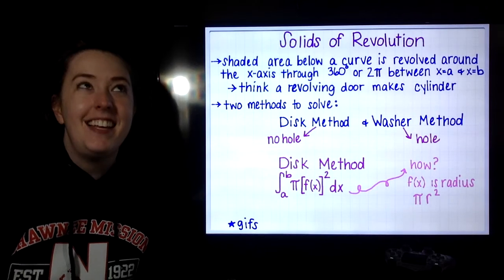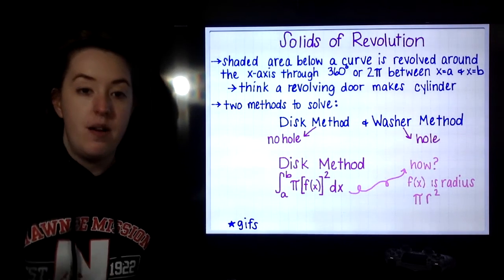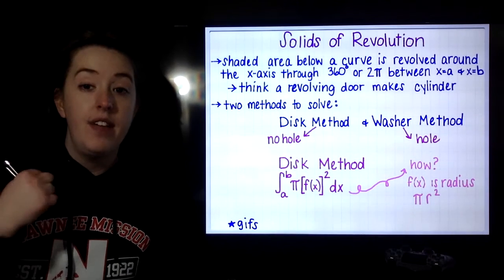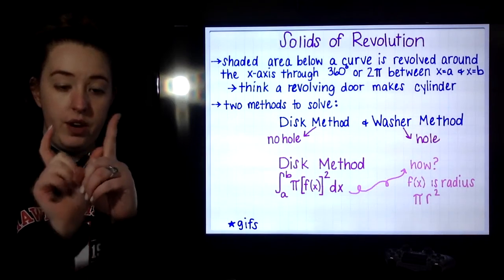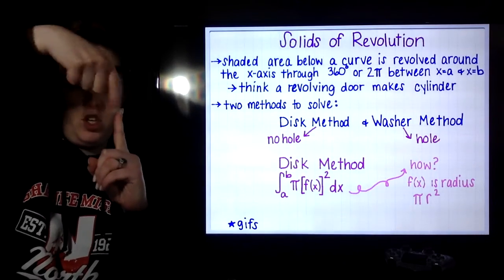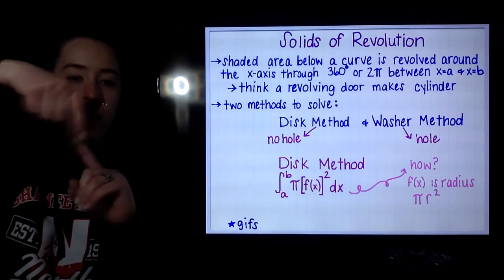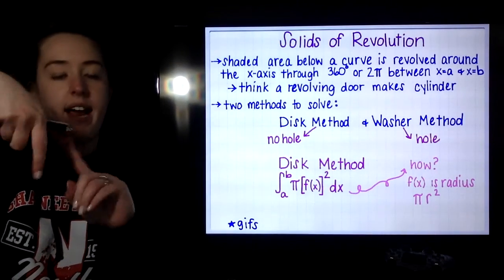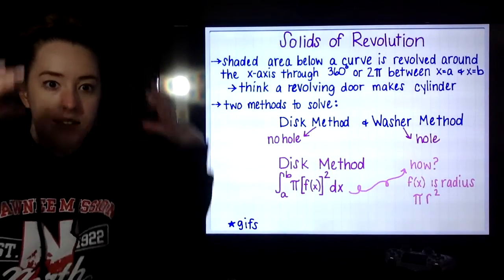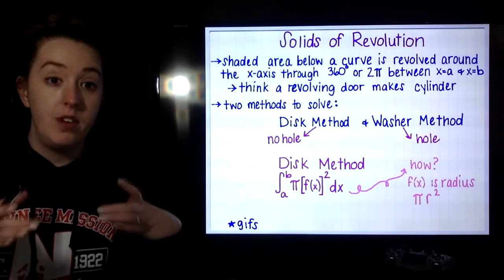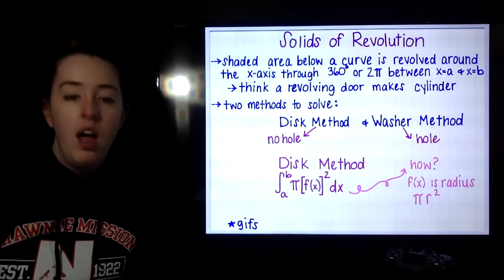Here's the thing that I think is most obvious. Think of a revolving door. So if you think about that door around the axis and it keeps traveling around that axis, that rectangle traveling around that axis ends up making a cylinder, right? Because that's what the inside of a revolving door looks like, right? So that's basically what we're looking at.